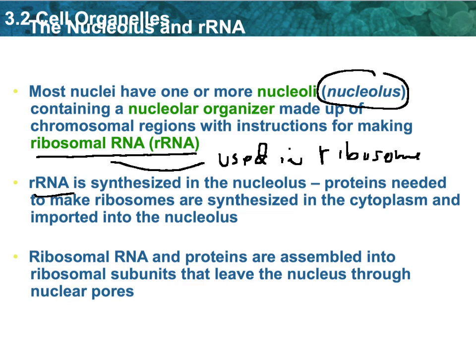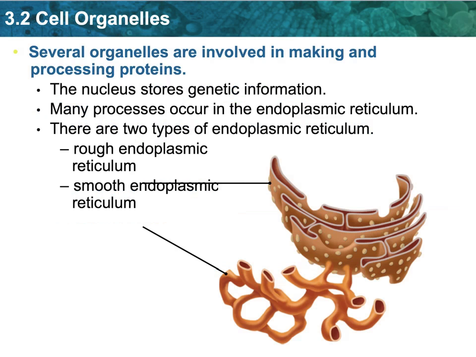So ribosomal RNA is made in the nucleolus. The proteins needed to make these ribosomes are synthesized in the cytoplasm. So it kind of goes back and forth, right? The proteins that go back in there to make ribosomes are made outside, and it's kind of confusing, but you just got to remember that it goes back and forth through the nuclear pores. Enough about ribosomal RNA. We'll do a lot of that later.